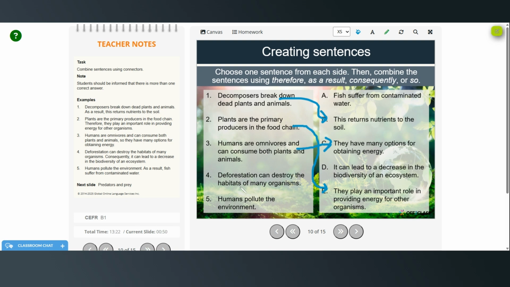Deforestation can destroy the habitats of many organisms. Consequently, it can lead to a decrease in the biodiversity of an ecosystem. And humans pollute the environment. As a result, fish suffer from contaminated water.